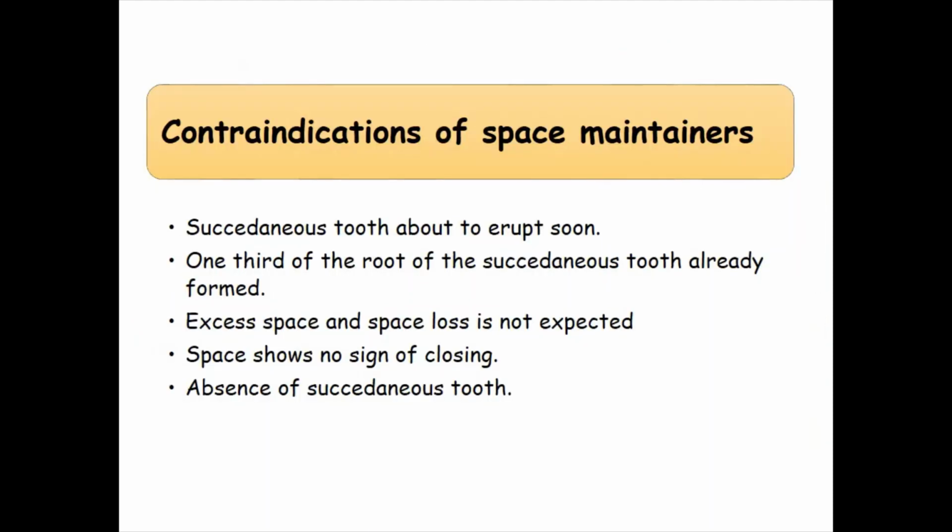The contraindications of space maintainers are when the succedaneous tooth is about to erupt soon, when 1/3 of the root of the succedaneous tooth is already formed, when there is excess space and space loss is not expected, when the space shows no signs of closing, and when there is absence of the succedaneous teeth.